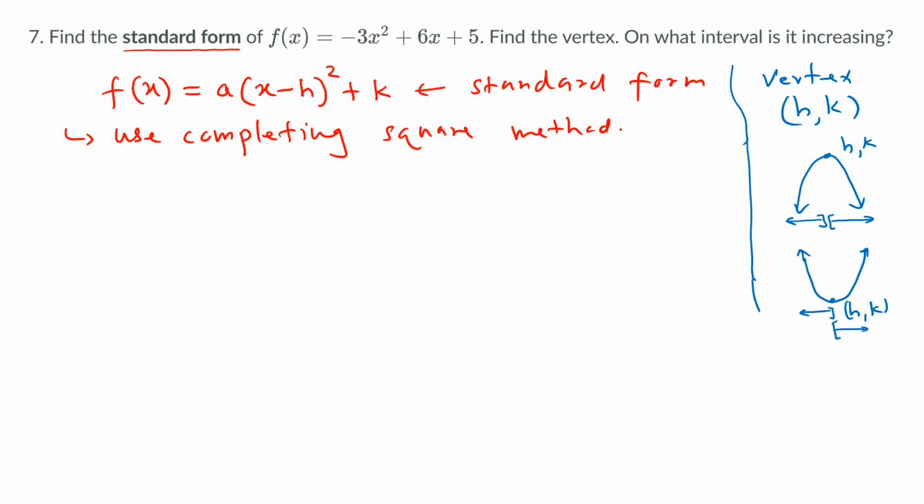So that means we just need to find h and k, and then we can answer all those questions. Okay, so let's try to see how we can do the problem. We can use the completing square method. So we can start with f(x) = -3x² + 6x + 5.